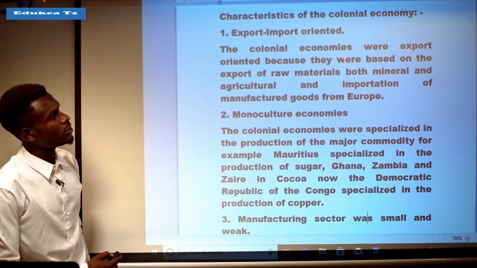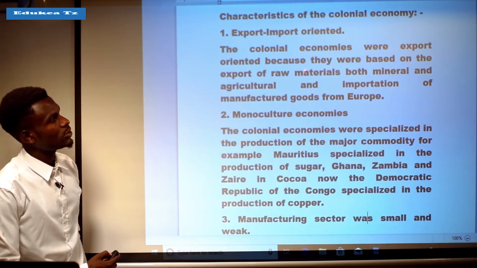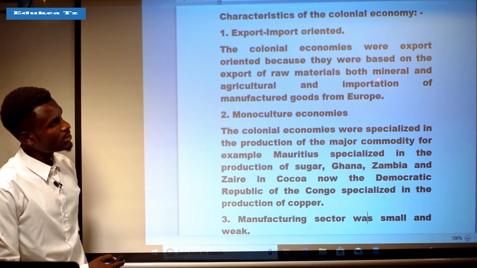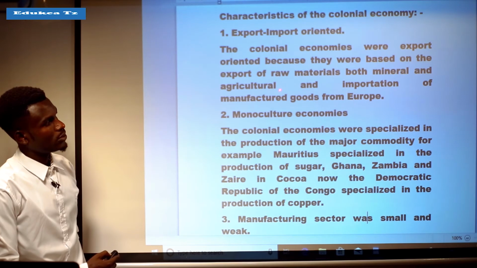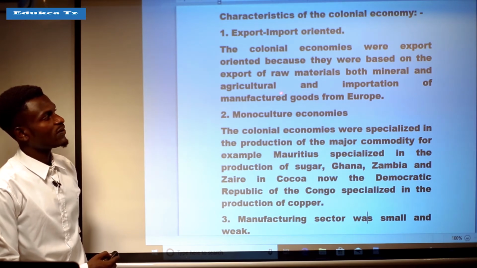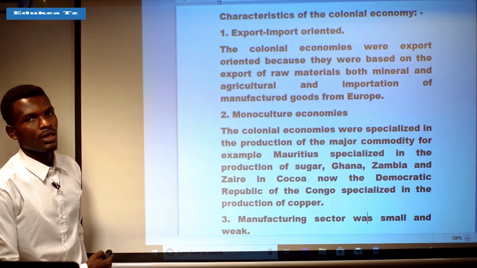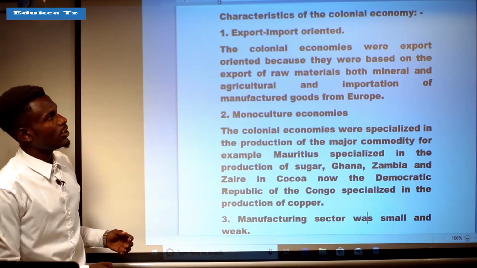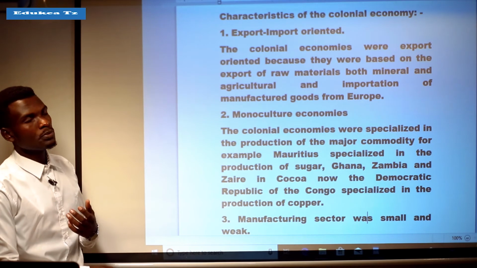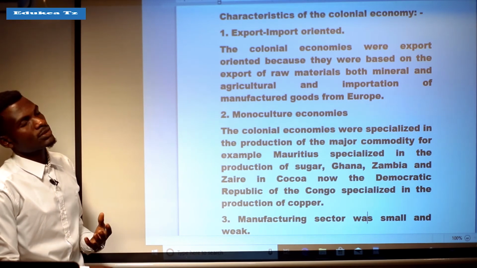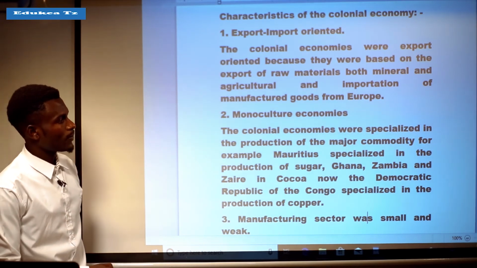The colonial economies were export oriented because they were based on the export of raw materials, both minerals and the agricultural, and the importation of manufactured goods from Europe to Africa. So that's why colonial economy was characterized or could be termed as export-import oriented.